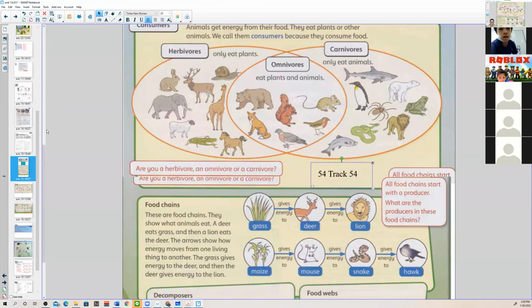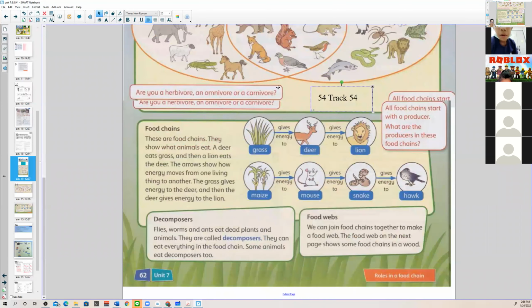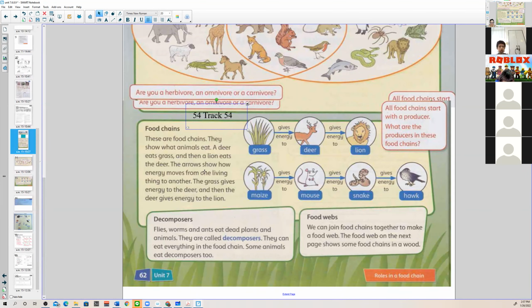Food chains. These are food chains. They show what animals eat. A deer eats grass, and then a lion eats the deer. The arrows show how energy moves from one living thing to another. The grass gives energy to the deer, and then the deer gives energy to the lion.